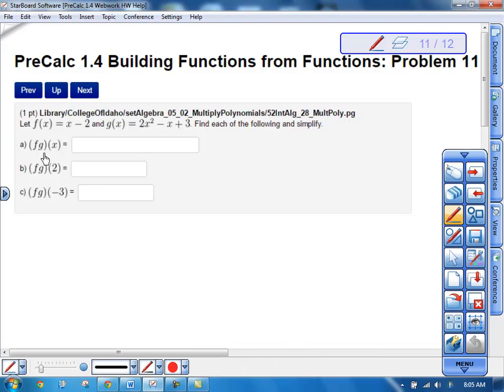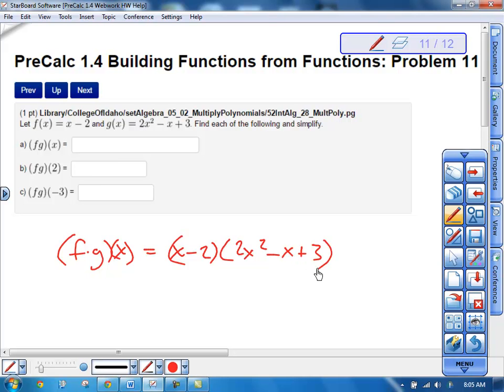All right, this is not composition, this is multiplication. So it says I want to know what f times g of x is. So f times g, we're going to have to FOIL it unfortunately. F times g, this is not composition, equals x minus 2 times 2x squared minus x plus 3. So we are going to have to FOIL, it'd be 2x cubed minus x squared plus 3x.